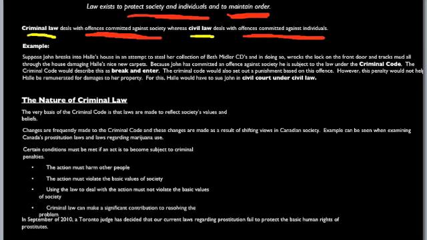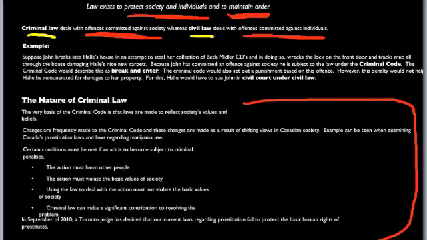Without me reading verbatim what is in this section on the nature of criminal law, I'll allow you to do that yourself, but in a nutshell, it just goes over how laws are made and what needs to be examined if we're going to make a new law. So essentially, the basis of the criminal code is that laws are made to reflect society's values and beliefs, and they can be changed. The most current example I could find of things being changed was here.